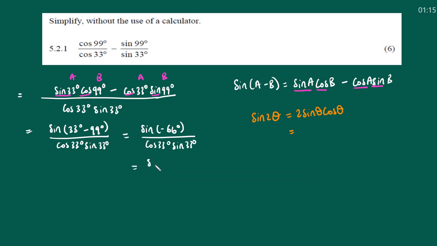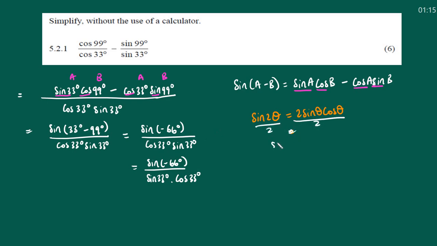sine negative 66 degrees divided by sine 33 degrees times cos 33 degrees. Now I want you to see, it's the same as that. So the problem is that we don't have a 2 or anything, isn't it? So since we don't have a 2, we can maybe take the 2 to the other side by dividing by 2 both sides.